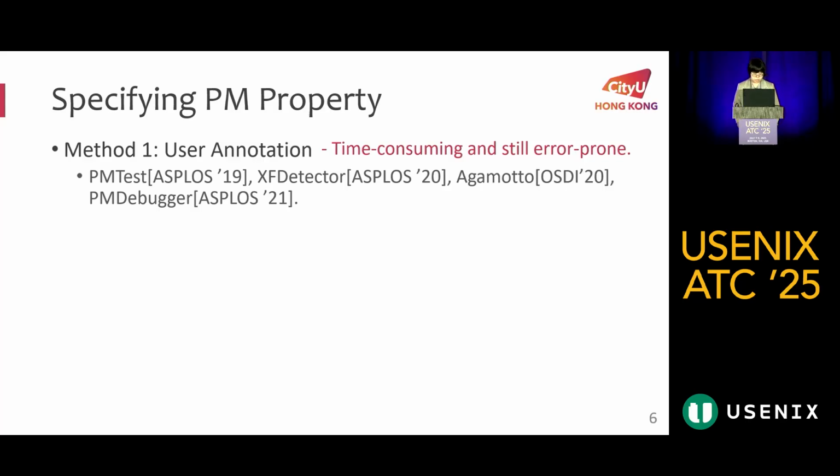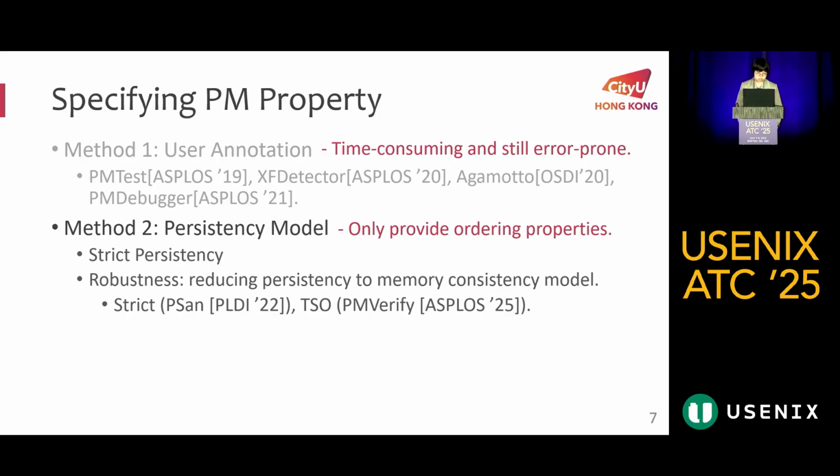To specify these PM properties, the first method is user annotation, which lets the users, for example, explicitly tell the testing tool which variable should be persisted before another one. It is time-consuming and still error-prone. So there's another line of work that resorts to the persistency model. The simplest form of persistency model is strict persistency, which requires every PM write to be ordered with the previous PM writes. And there are also other models that reduce the persistency problem to the memory consistency model, such that the existing tools for checking memory consistency could also be used for persistency model checking. Well, the problem for this line of work is that they only support the ordering properties.